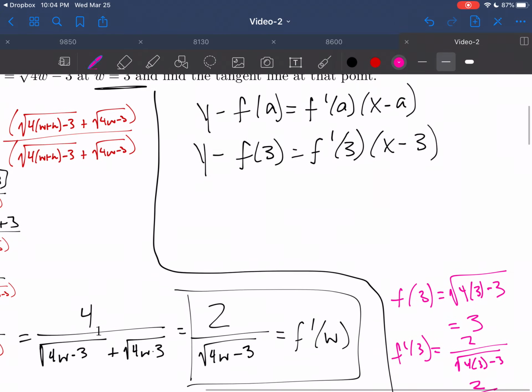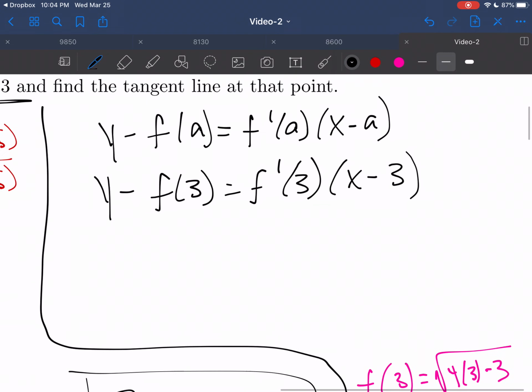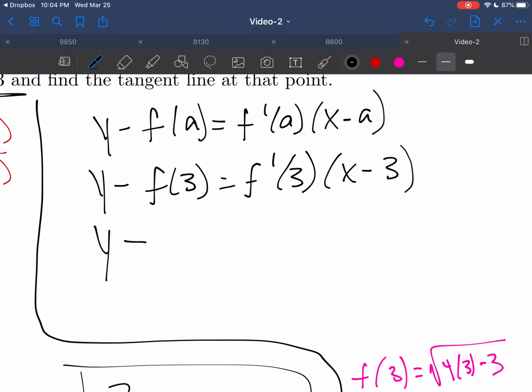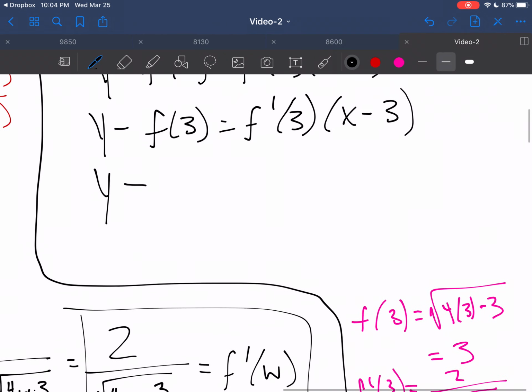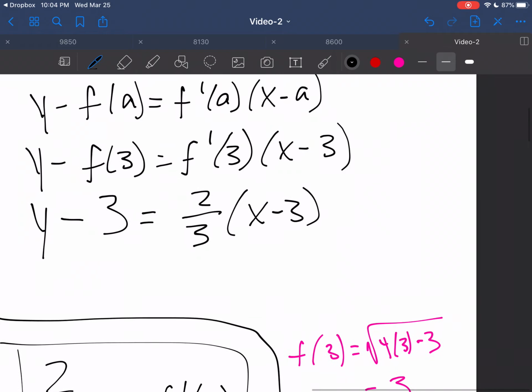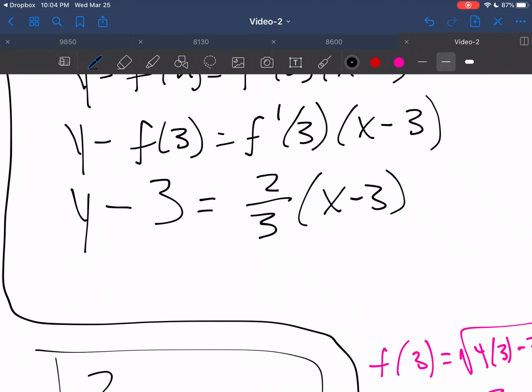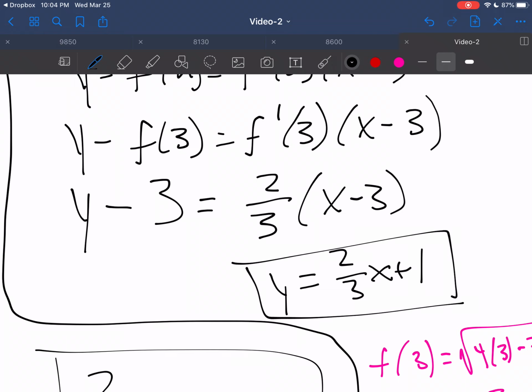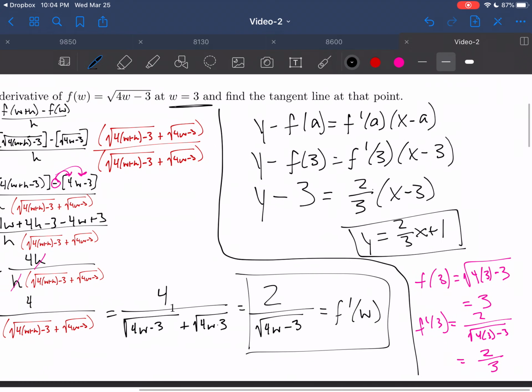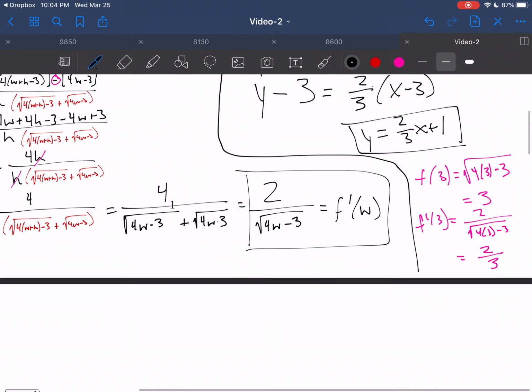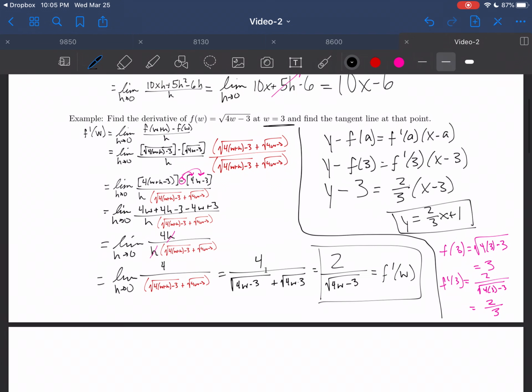We can plug those in up here, so we end up with y minus 3 is equal to 2/3 times x minus 3, and then we just solve for our line like we did in the last section, and we get y equals 2/3 x plus 1. So there's our tangent line. That example combined a little bit of the new stuff and a little bit of what we were doing last section.